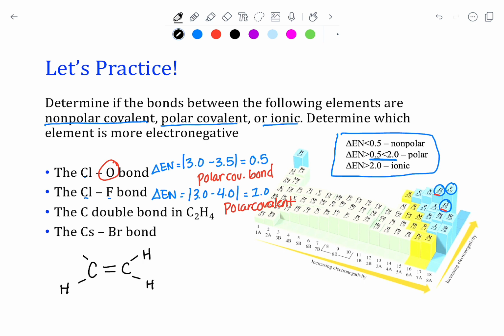And what we're going to learn in the later half of this lesson is how to draw these structures. So don't worry about not knowing how to draw the structure right now. We'll get there. So we want to look at the carbon double bond in C2H4. We want to look at the electronegativity difference in this bond right here. So we take our delta EN and we just look up the electronegativities of both atoms in that bond. Both happen to be carbon. So the electronegativity of carbon is 2.5. So we take 2.5 and subtract off 2.5, and we get an electronegativity difference of 0, meaning this is a nonpolar bond.